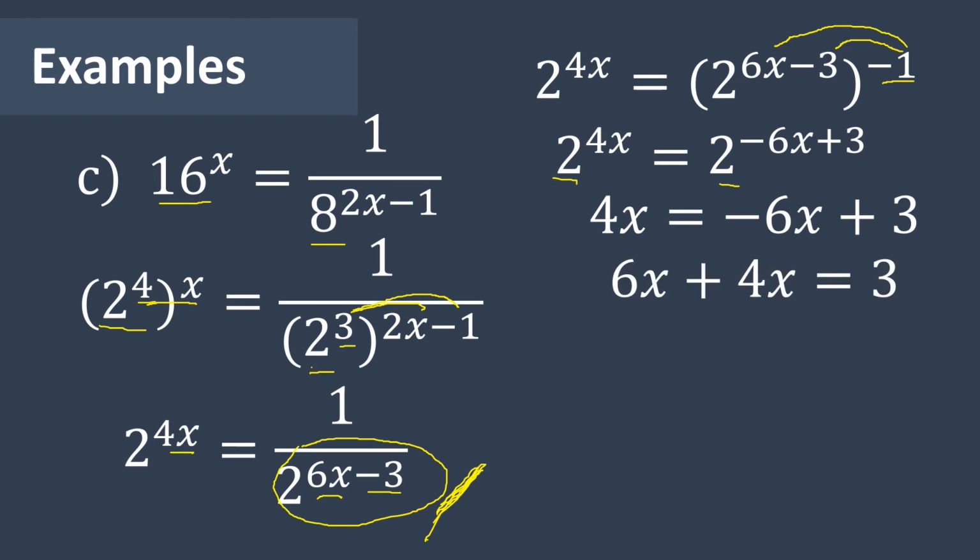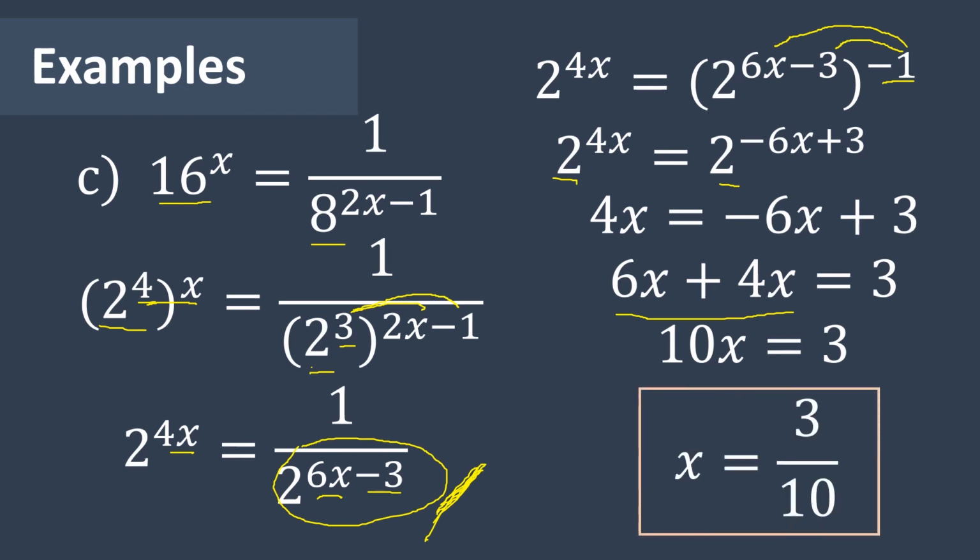Then, let's move negative 6x to the left side of the equation. Then it will become positive 6x. So positive 6x plus 4x is equal to 3 is our equation. Simplifying it further, we have 10x is equal to 3. So to solve for x, we are going to divide both sides by 10. So the value of x becomes 3 over 10.